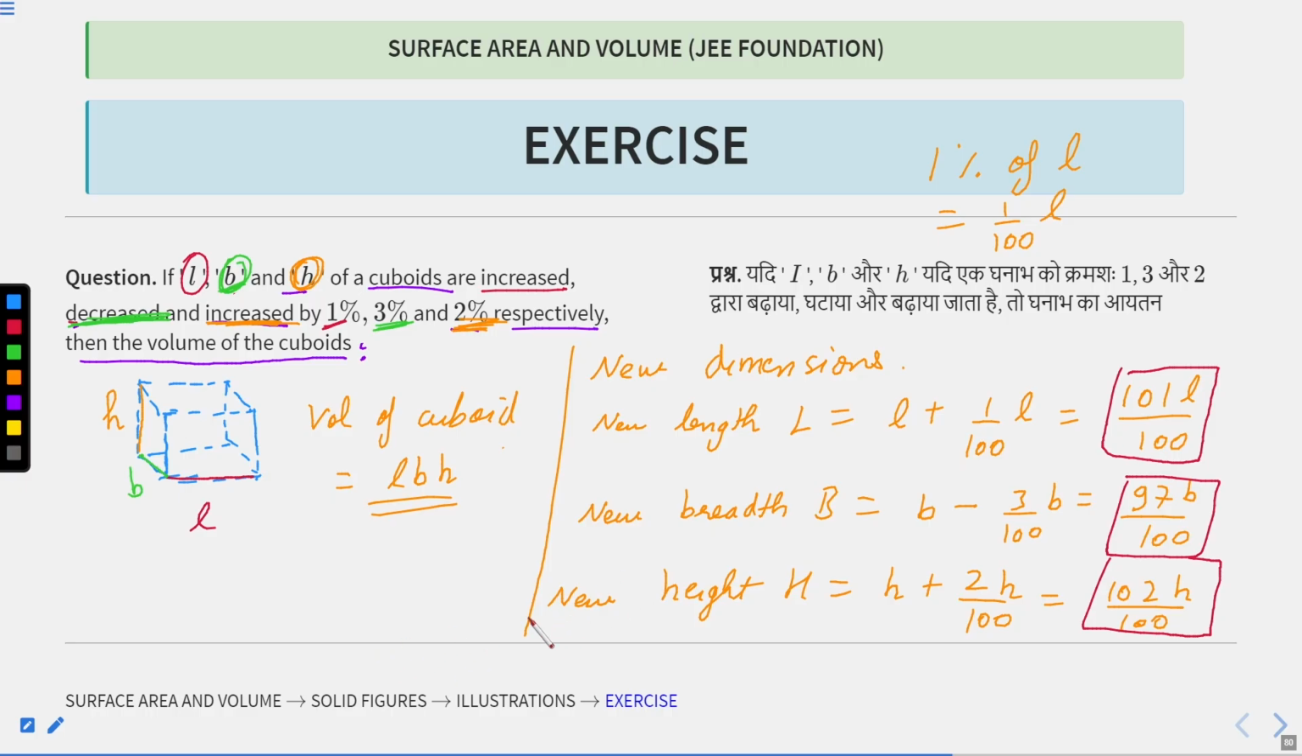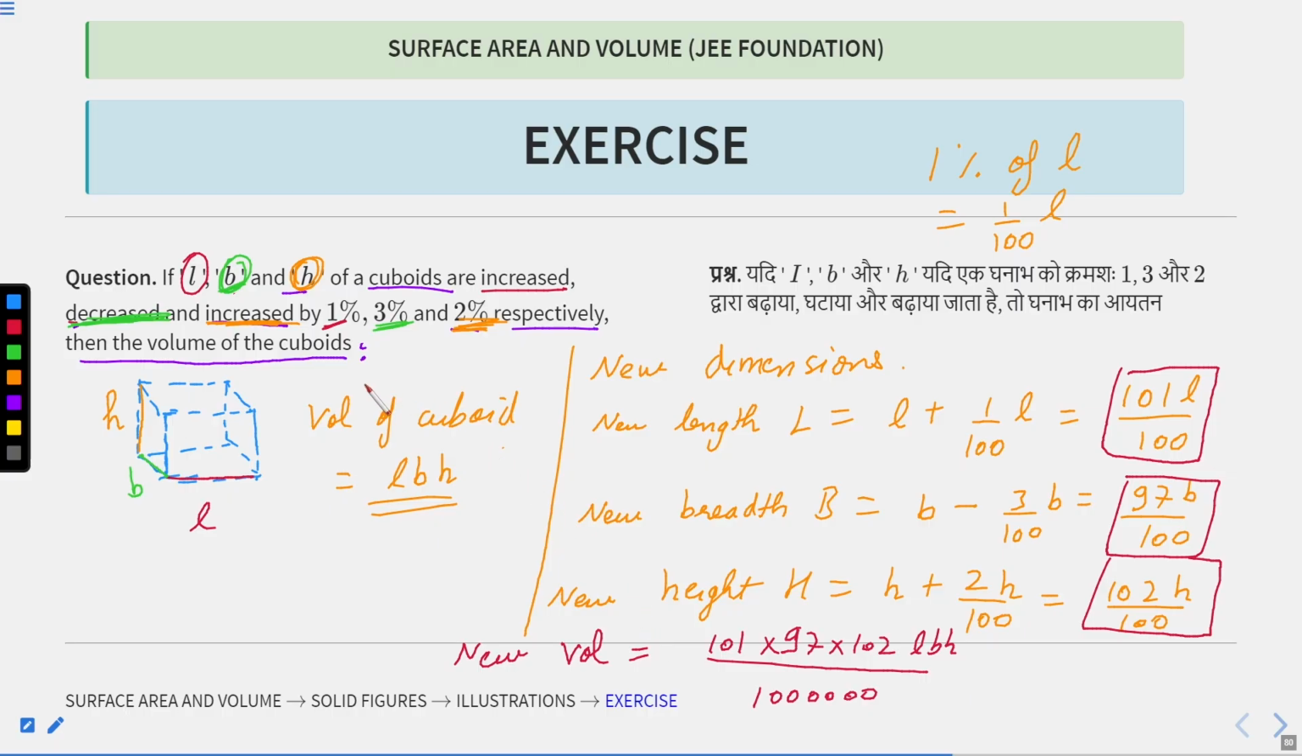Multiplying all of these dimensions will get my volume. So the new volume is equal to 101 times L, let me write it like this, 102 LBH by 1000000. I hope this is clear to you. So by solving it you will get your answer.